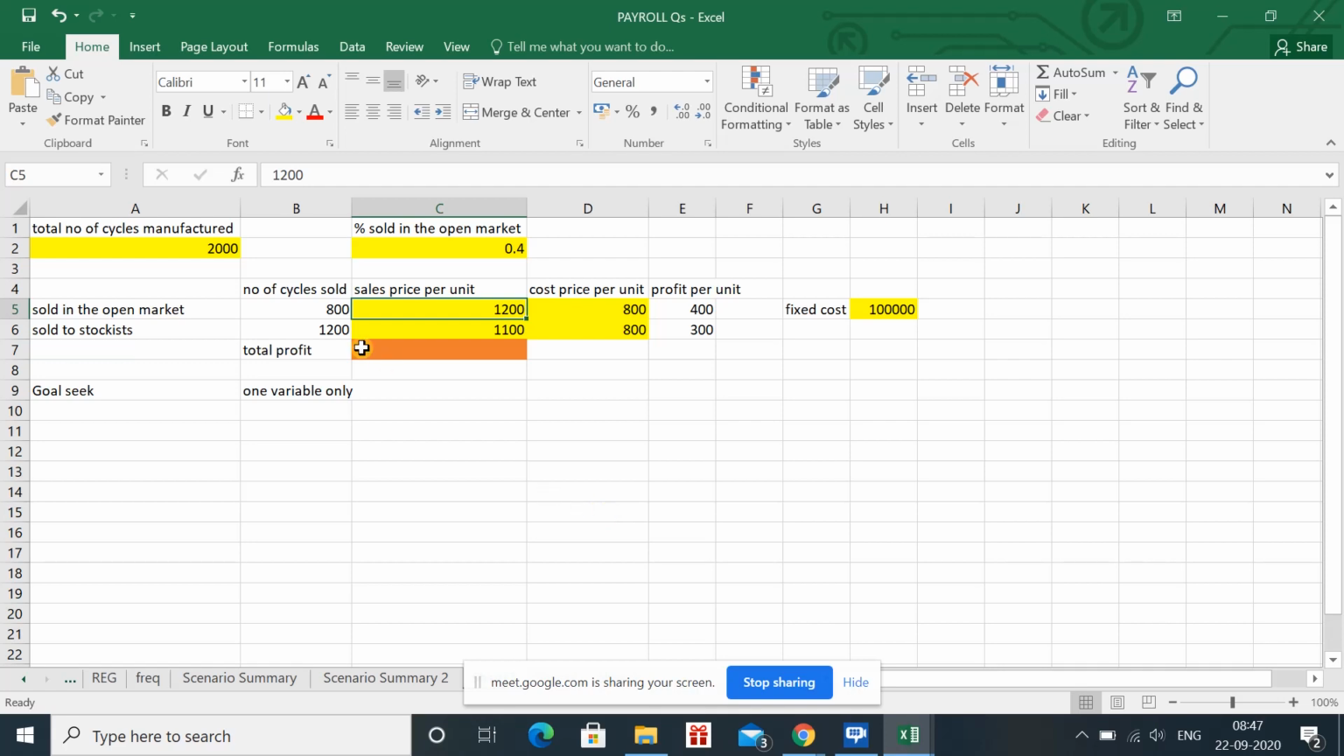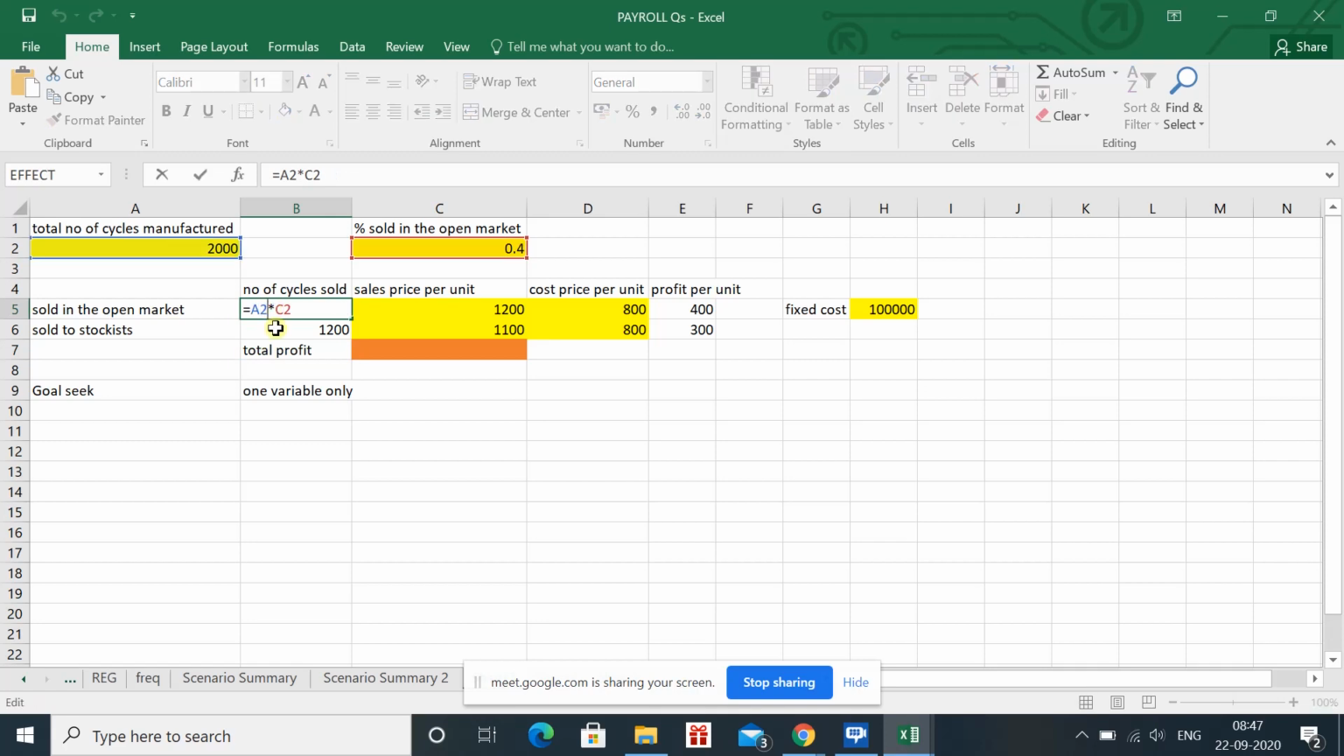which they have given to you. Now with the help of the number of total units produced by the manufacturer and percentage sold in the open market, we can easily calculate how many units he or she is selling in the open market. So for that we have to apply a formula. So A2 is showing the total number of units produced, and C2 is showing the percentage sold in the open market.